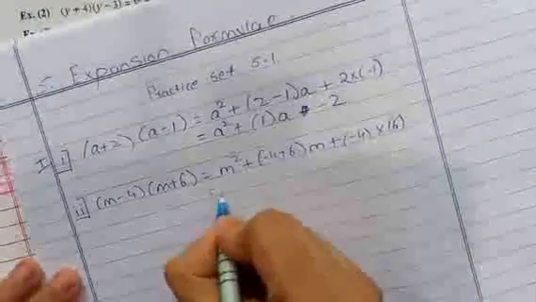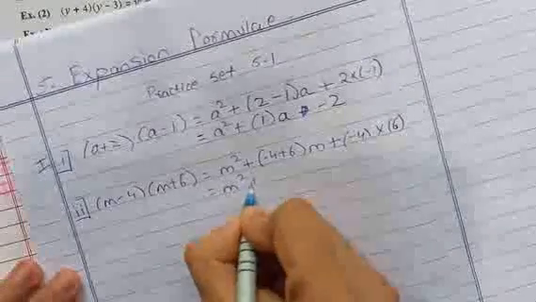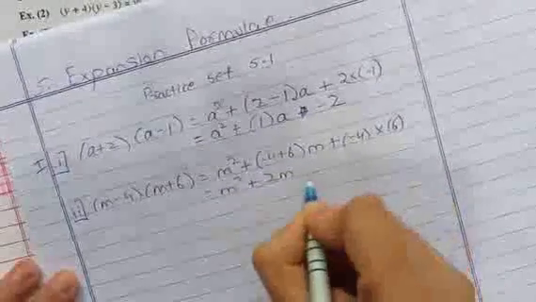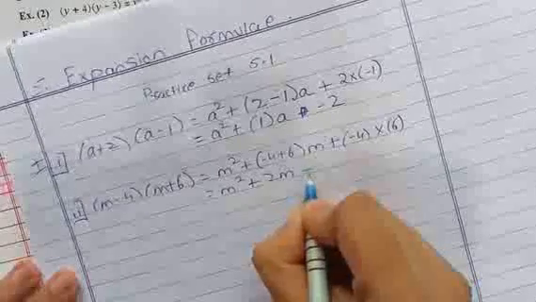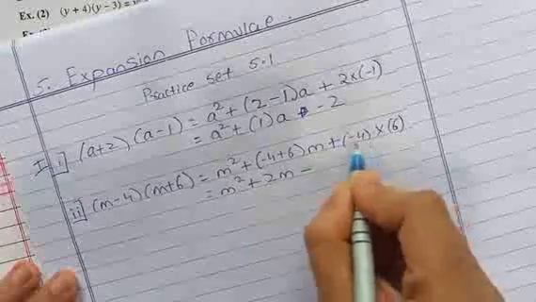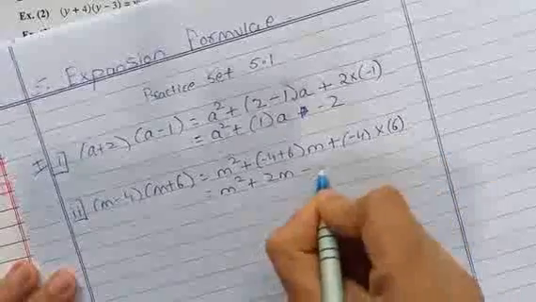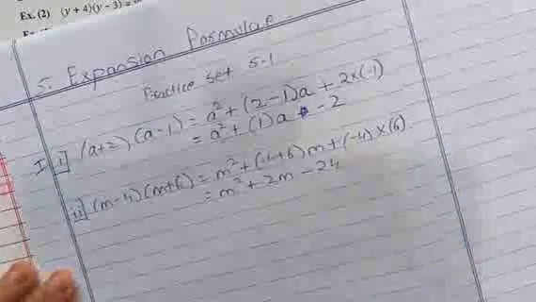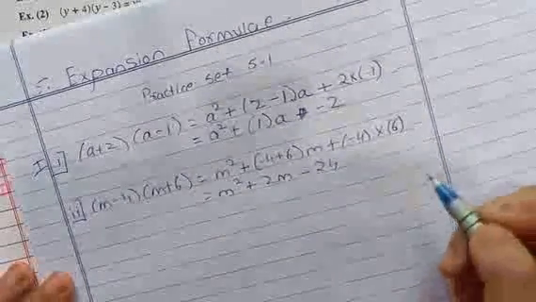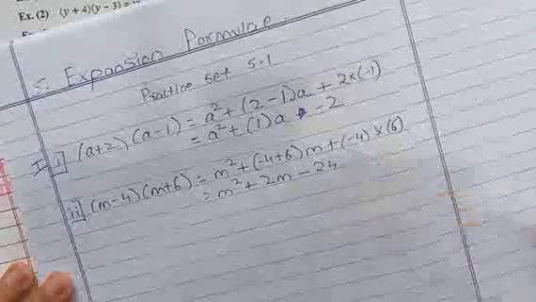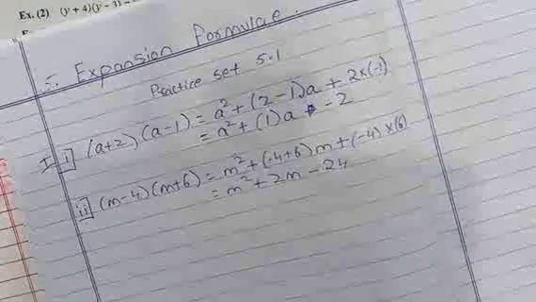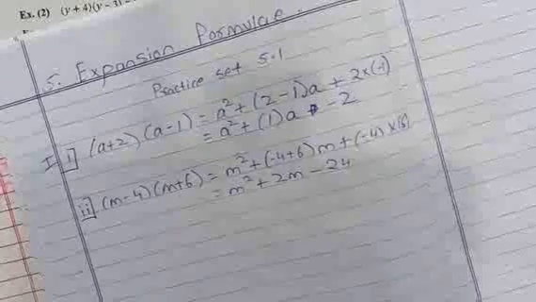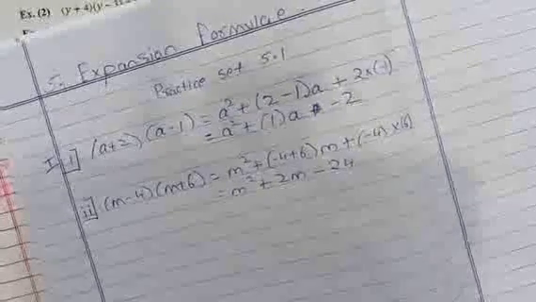So this will be m square plus 2m plus minus 4 into 6, which will be minus 24, because 6 4s are 24 and this minus sign. So students, here you have to take care of the minus sign also. This was the textbook method.